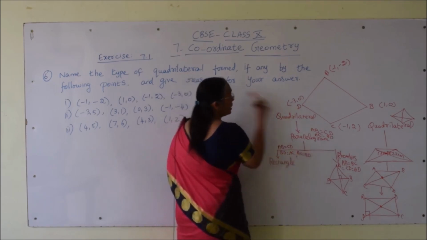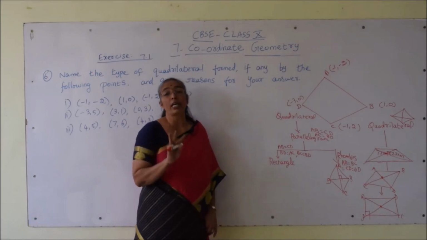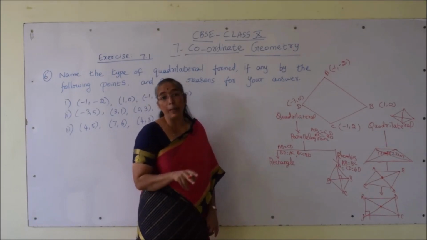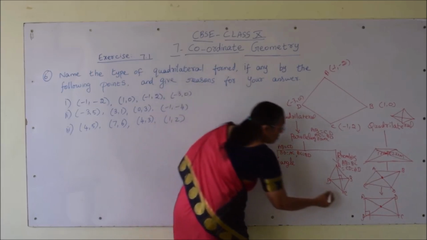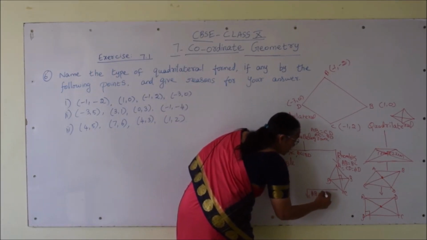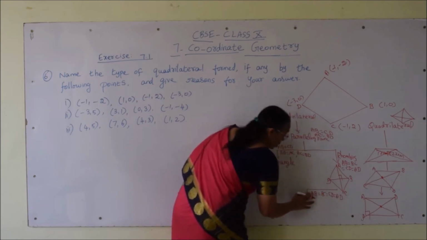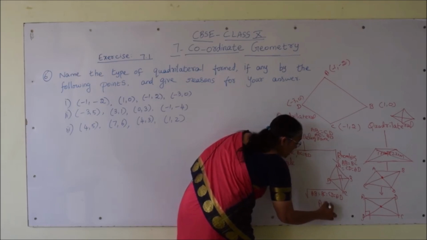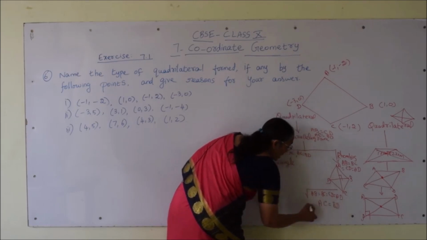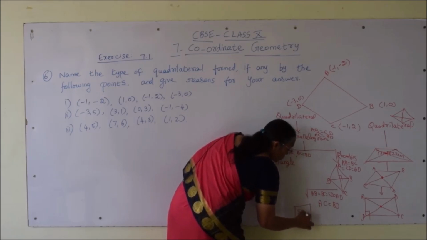So, to prove the given vertices are forming a rhombus, we have to prove all the four sides are equal and diagonals are not equal. But when we prove the given four vertices AB equals BC equals CD equals AD, and also the diagonals AC equals BD, then we say that the given vertices form a square.